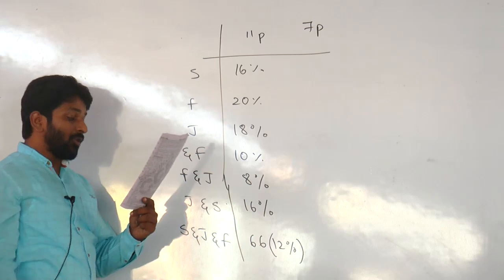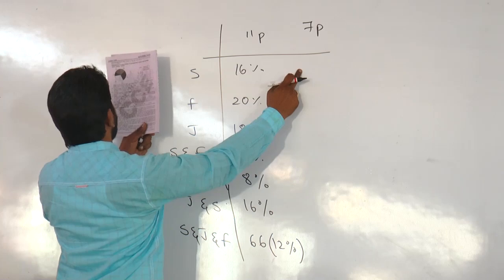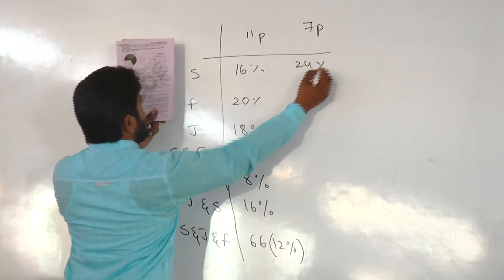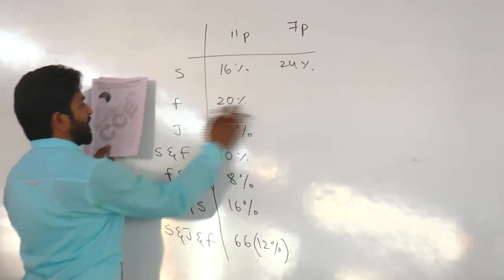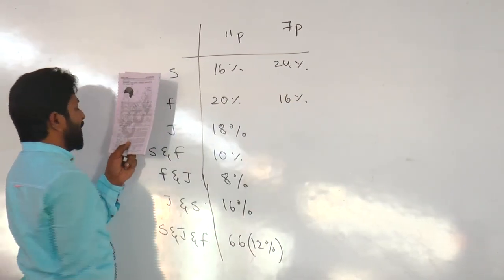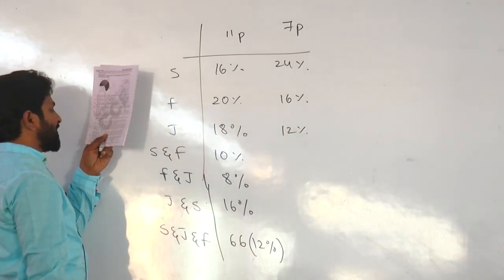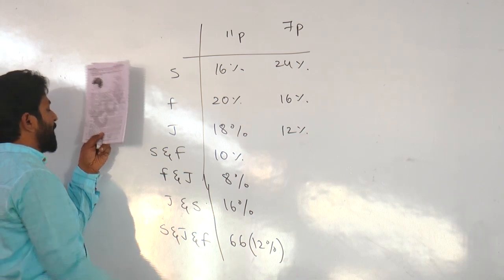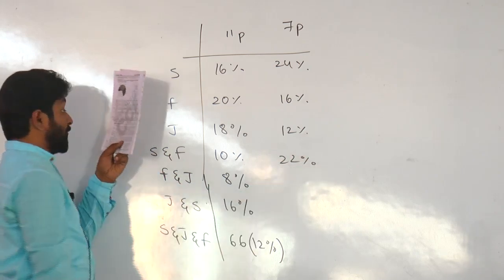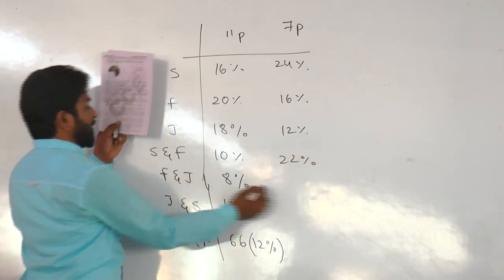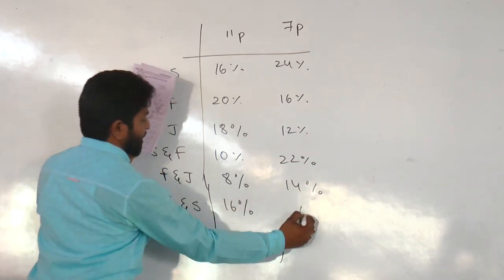Next, about female. 24% of the female students can speak only Spanish. 24%. And then 16% can speak only French. 16%. 12% can speak only Japanese. 12%. 22% of females can speak Spanish and French. 22. 14% can speak French and Japanese. 14. 6% can speak Japanese and Spanish.